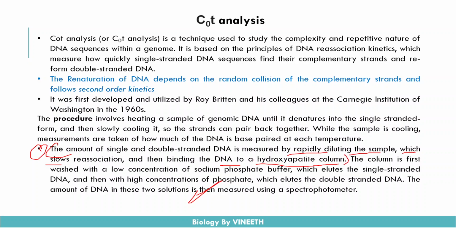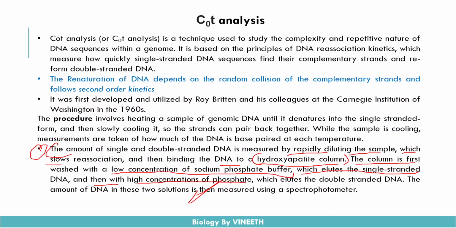This is the column chromatography, and this column is first washed with low concentrations of the sodium phosphate buffer. Why a low concentration? Because a lower concentration will elute the single stranded DNA molecules. Understood? Then a high concentration of the phosphate buffer is used to elute the double stranded DNA molecules.